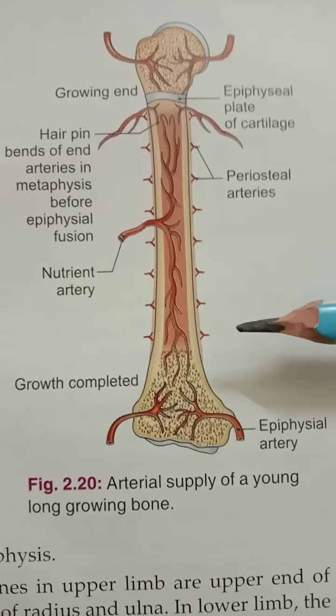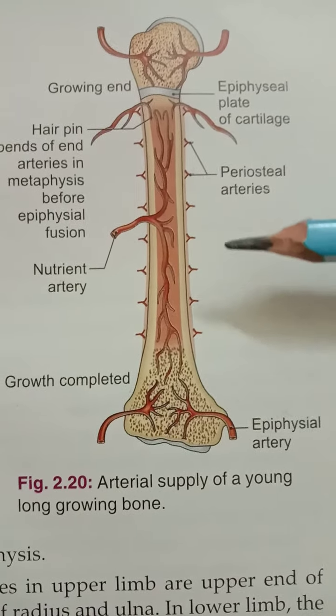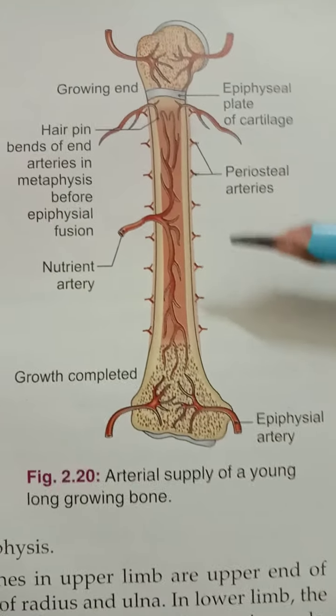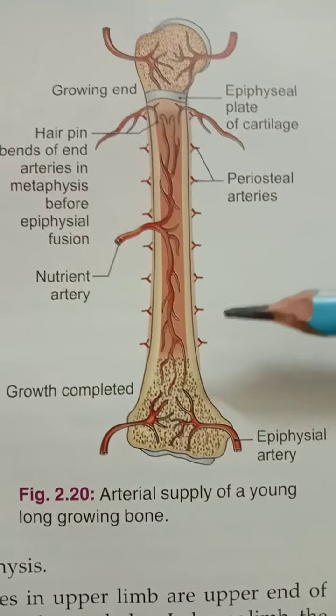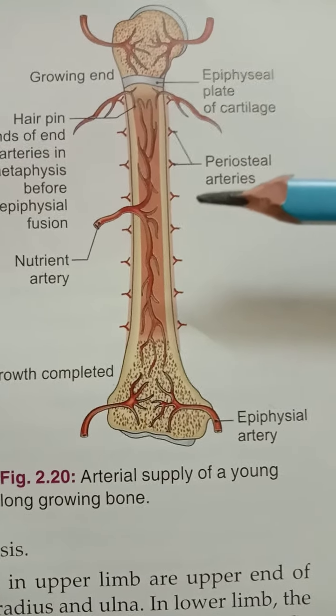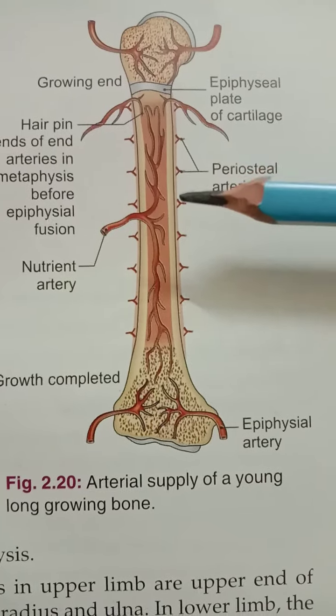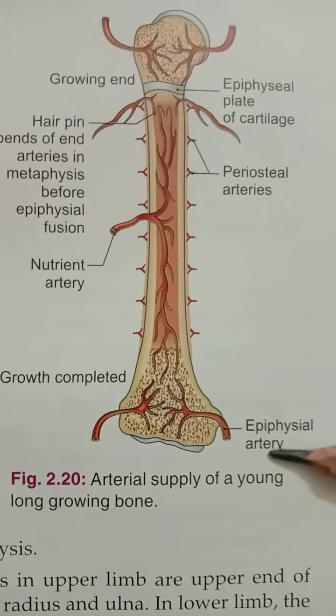So the periosteal arteries are numerous, present beneath the muscular and ligamentous attachments. They ramify beneath the periosteum and enter the Haversian canal to supply the outer one-third part of the cortex of the bone.